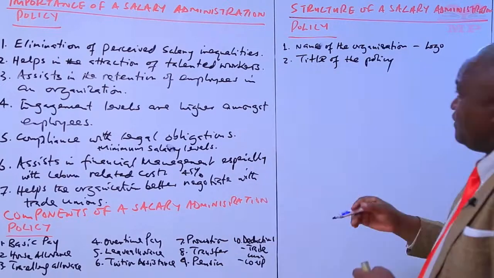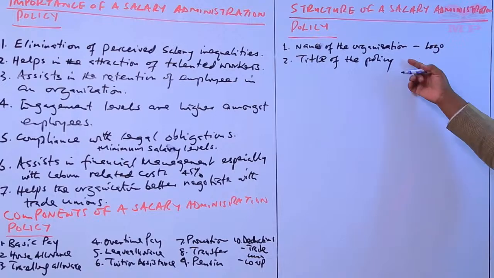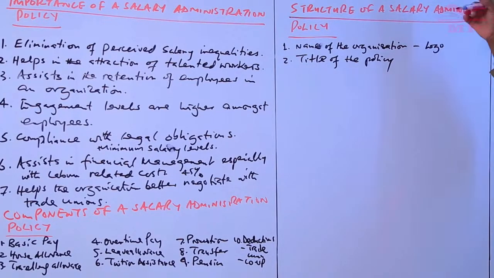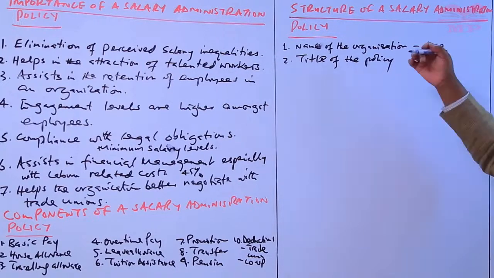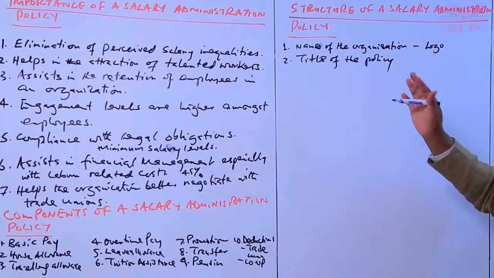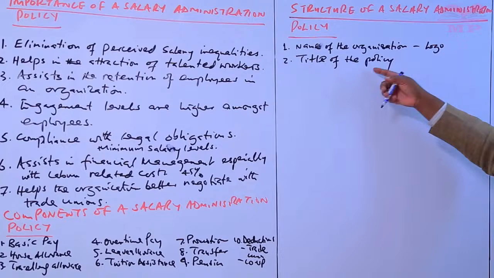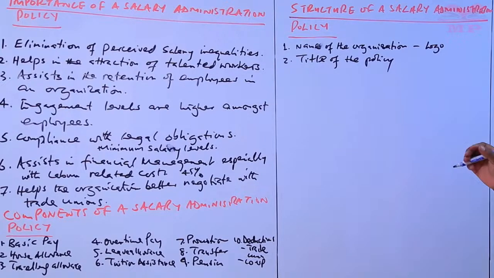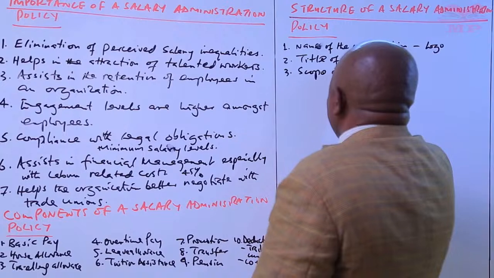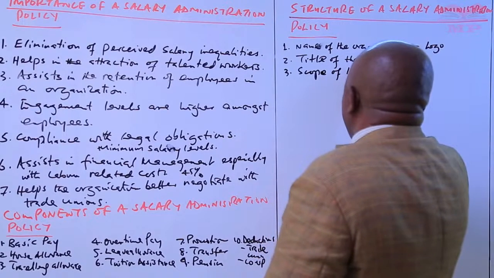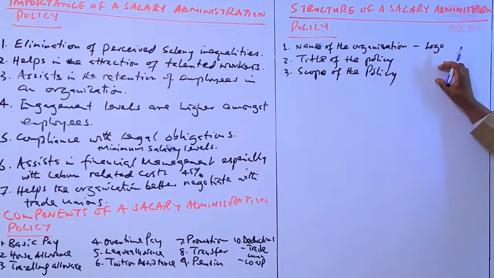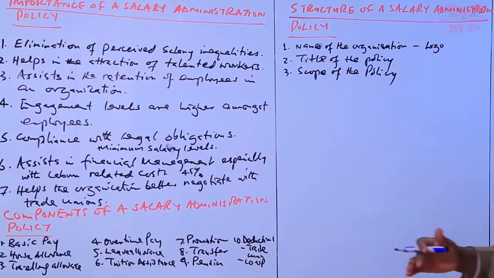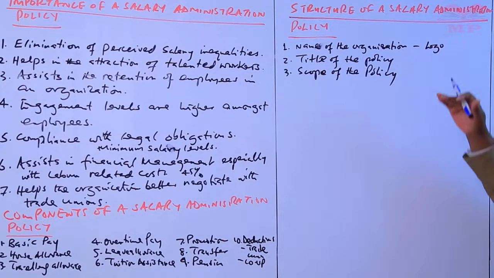So an organization may now structure it according to their needs. And that title could, for example, be salary administration policy. Another organization may have the title as wage and salary administration policy. So depending on the title that is selected, the title will indicate there. Then number 3, scope of the policy. So in some organizations, they may say the scope of this policy covers administrative and management positions, for example. So the scope of the policy has to be indicated.